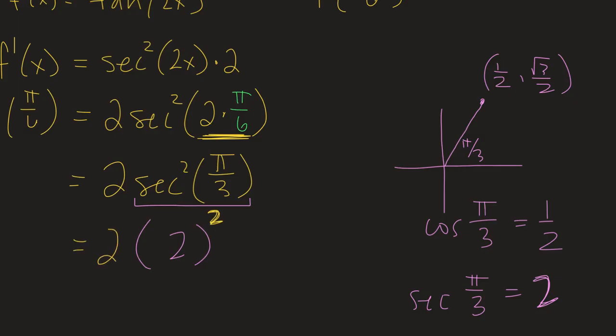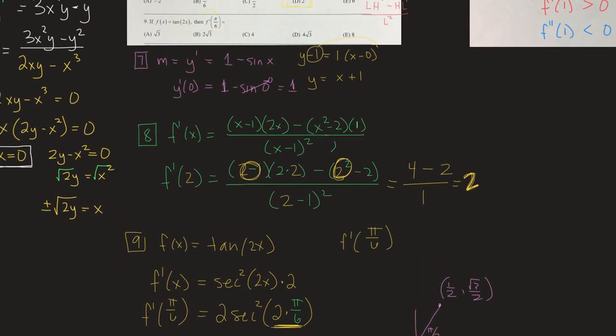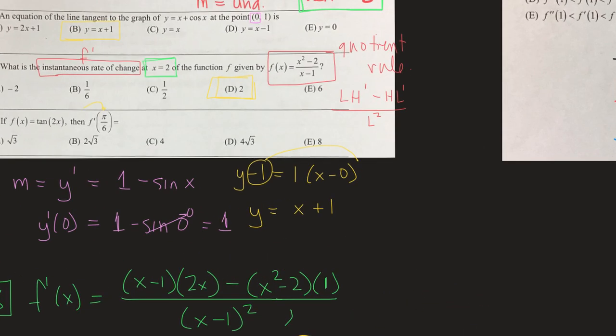I am squaring the secant value, not the angle. So first I find the secant at pi over 3 is 2, and then I square that. 2 squared is 4. 4 times 2 is 8. Is that an option up above? Yes, it is. The answer is E, 8.